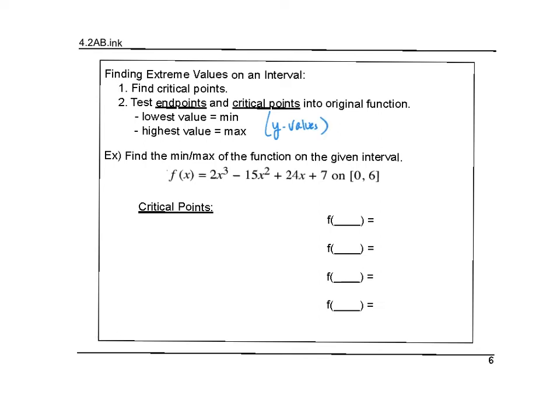So we start by finding the min and the max on the given interval from 0 to 6. So we derive, we set equal to 0. It's not undefined because it's a polynomial. I can divide by 6.